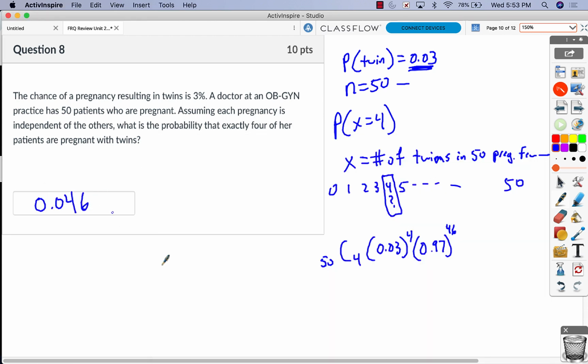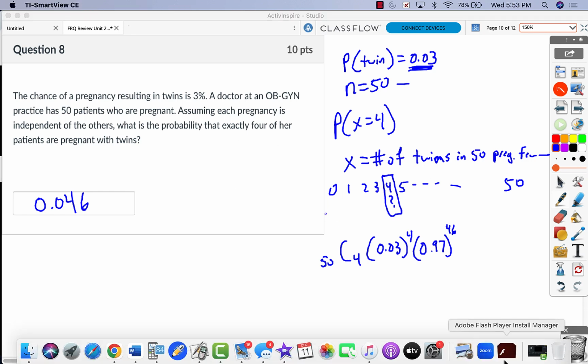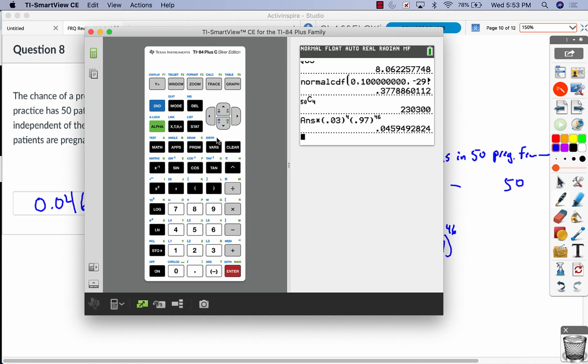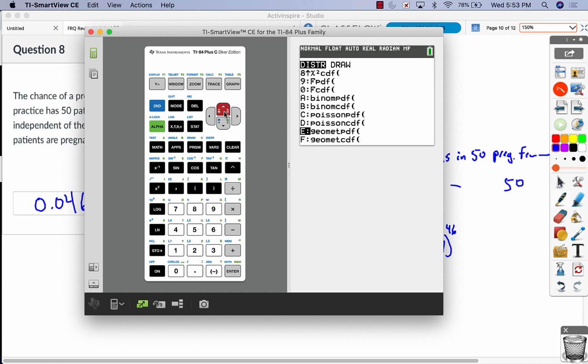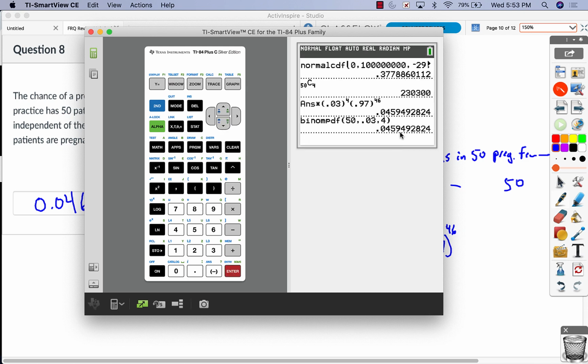Okay, now I didn't teach this to a few of my classes, but some of them I did, the difference between a PDF and a CDF. A PDF will find any random variable probability that you want. Sorry, if it's binomial, a binomial PDF will find an exact number. So we have 50 pregnant females. There's a 3% chance of having a twin, and we want 4. So this should give me the same answer if I didn't make a mistake. So these are the same answers. This is the formula way. That's the calculator way.